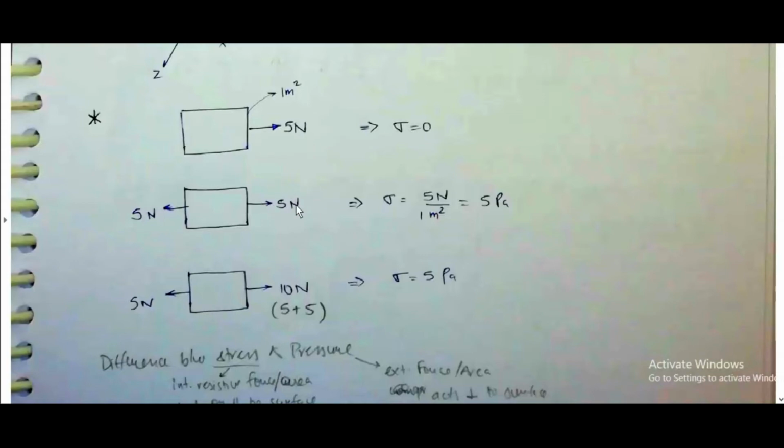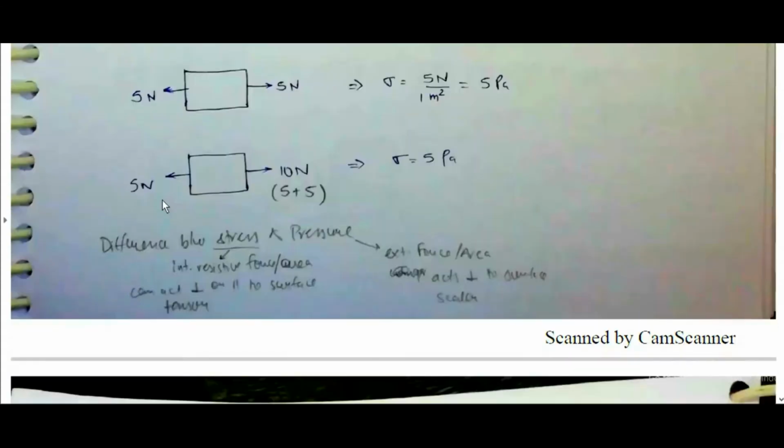If 5 Newton is applied in this direction and in this direction both, at any cross section there will be a resisting force. Sigma is equal to 5 Newton per 1 meter square, area given as 1 meter square, which is equal to 5 Pascal. If 5 Newton is applied on this side and 10 Newton on this side, sigma will be equal to 5 Pascal, as 5 and 5. The remaining 5 will make it move, but due to 5 Newton there will be sigma of 5 Pascal.